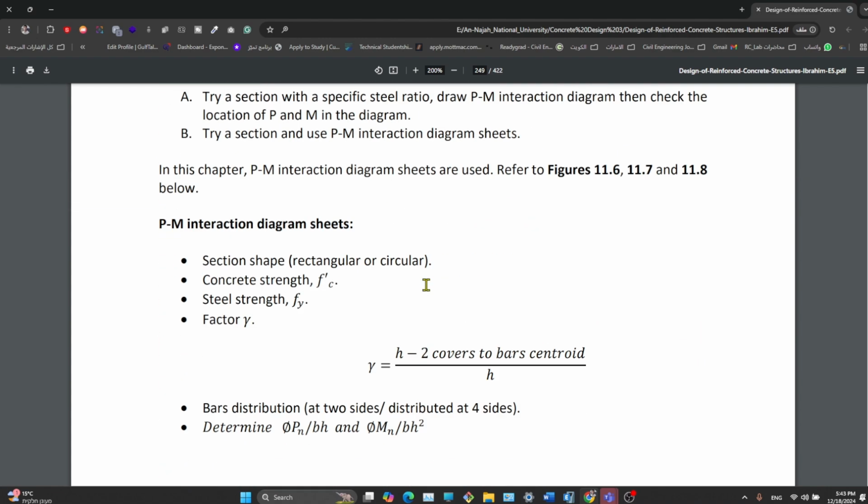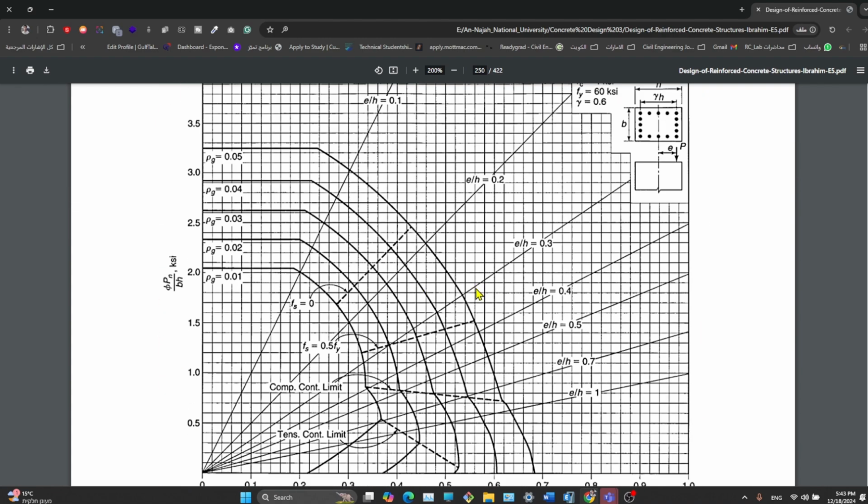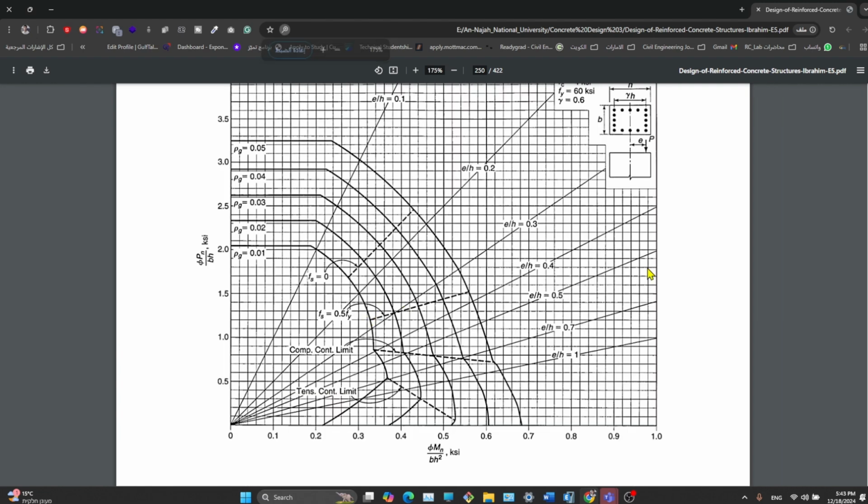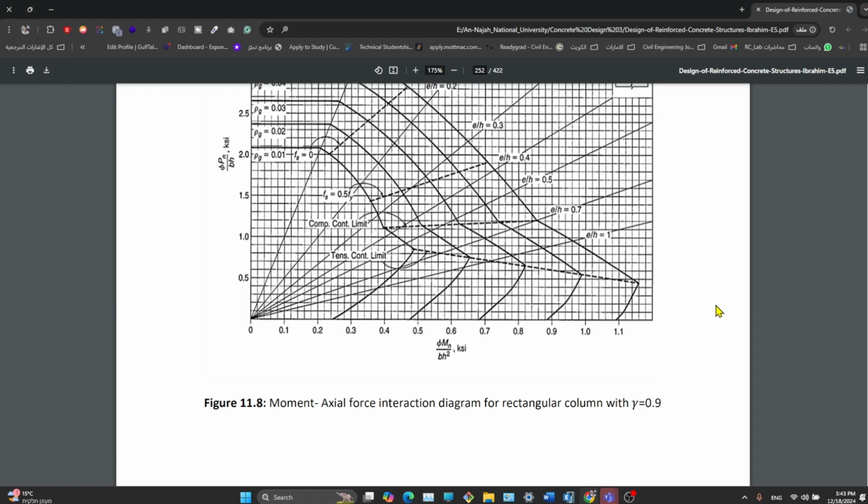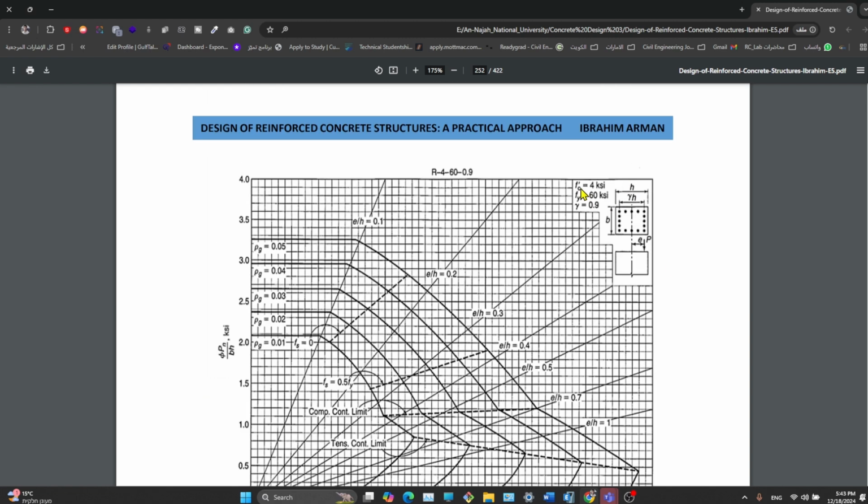So let's refer to this interaction diagram. As you see in the interaction diagram, we have here FC prime, where each interaction diagram has its FC prime. Now, to convert KSI to megapascal, simply multiply by 7. So 4 times 7 is 28 megapascal, and that's our case, right? Yeah. The same way for the yield strength, it's 60 KSI, so it's like 420. Gamma here is 0.9. We have a gamma for each interaction diagram.